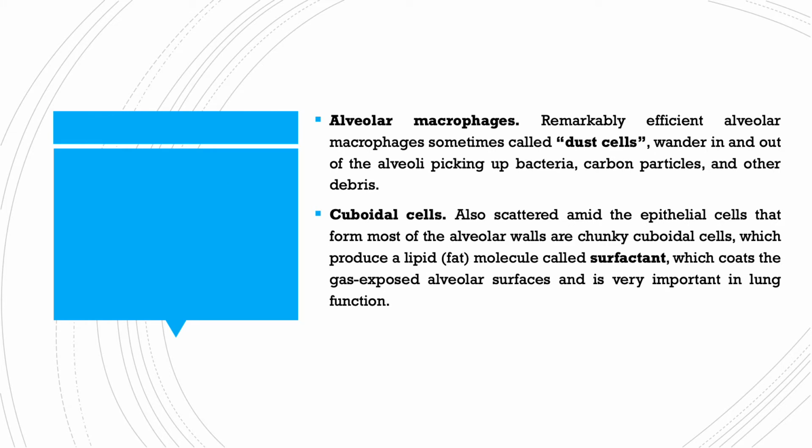Alveolar macrophage. The remarkably efficient alveolar macrophages, sometimes called dust cells, wander in and out of the alveoli, picking up bacteria, carbon particles, and other debris. Next are cuboidal cells. Also scattered amid the epithelial cells that form most of the alveolar wall are chunky cuboidal cells which produce a lipid molecule called surfactant, which coats the gas-exposed alveolar surface and is very important in lung function.